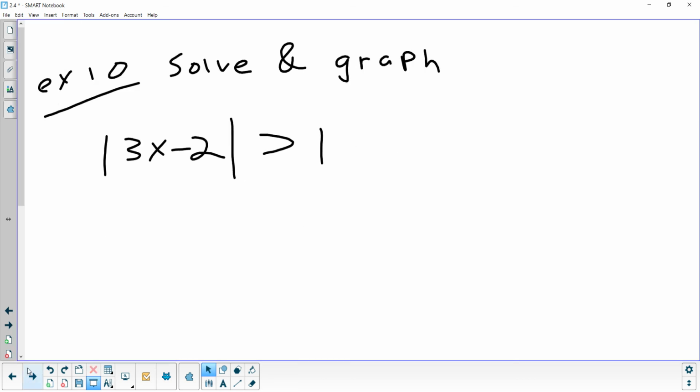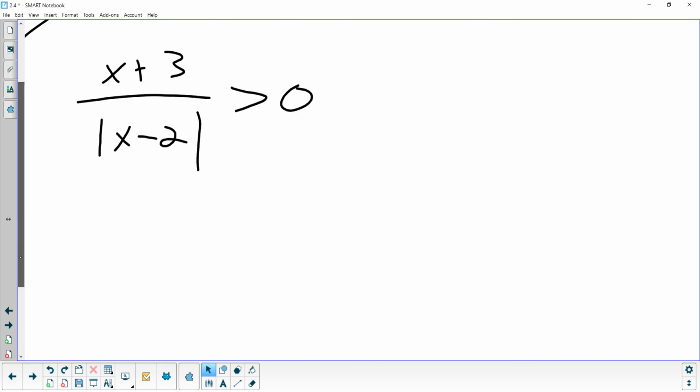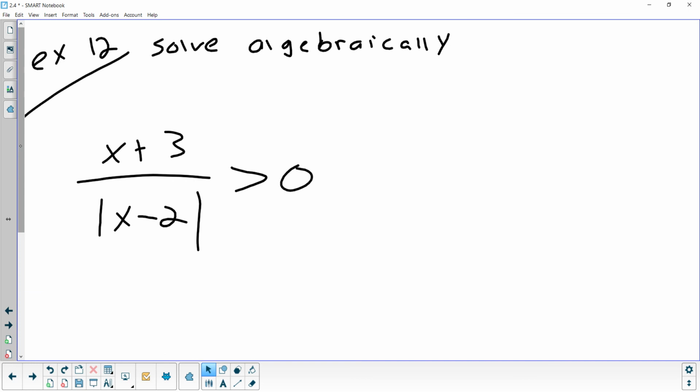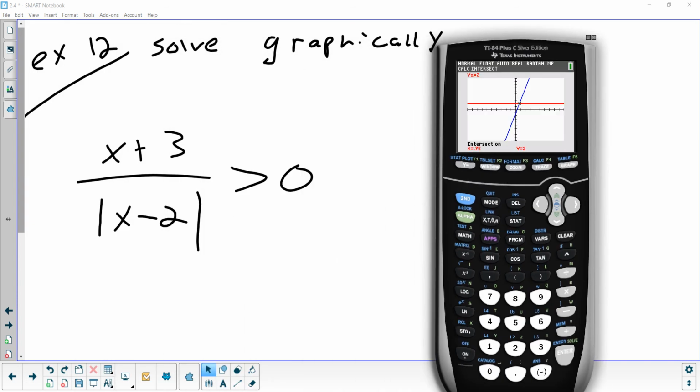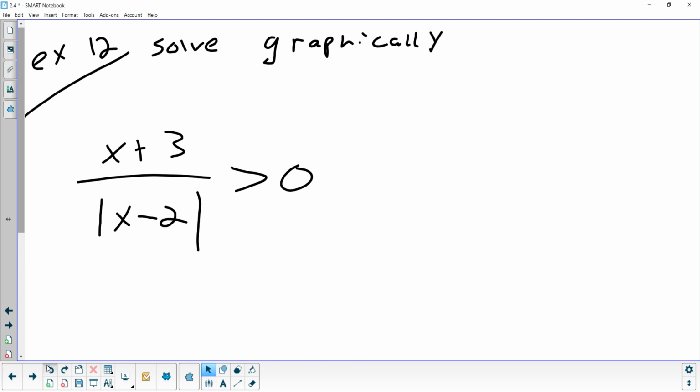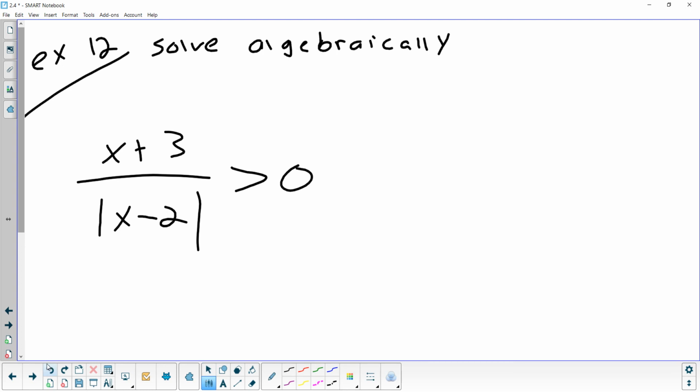All right. So I'm going to hold off on solving that one. And let's finish up just by solving this graphically. Just make sure people know how to type this in. Actually, you know what? It's probably quicker to do it algebraically. I'll do it that way. We'll save graphically for another time.